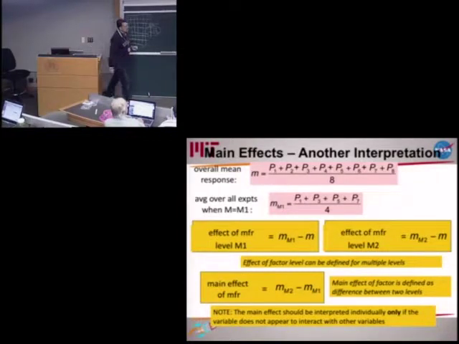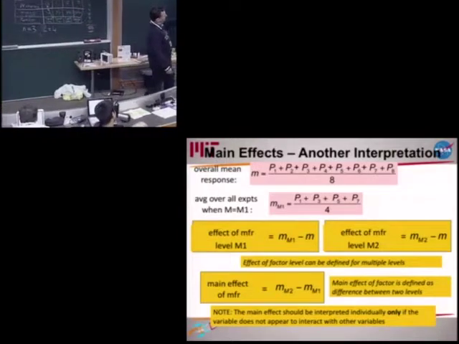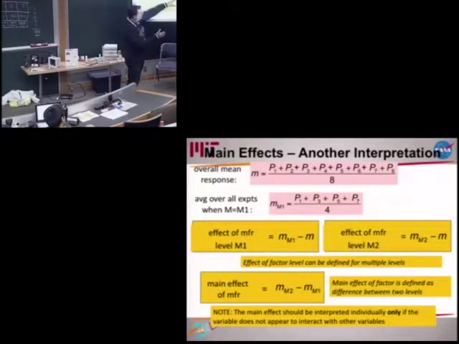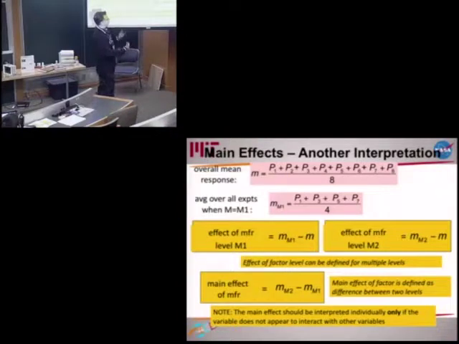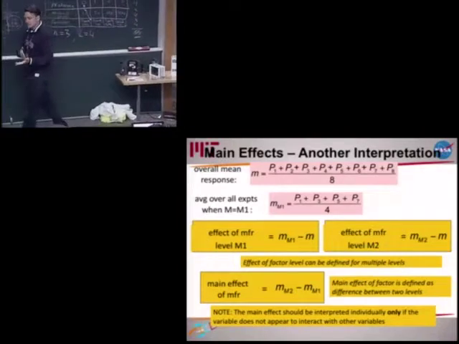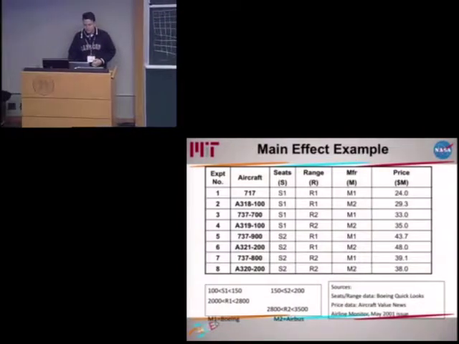And the main effect is essentially the difference between the mean price, the average price for all the airplanes where Airbus is the manufacturer minus where Boeing is the manufacturer. And that essentially is known as the main effect of that factor. You could do the same for seats. You could do the same for range to see what impact those would have.